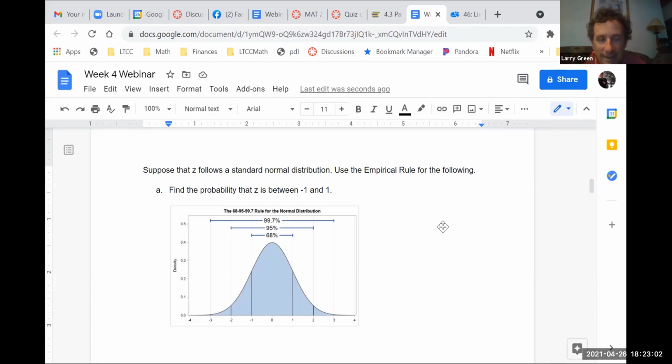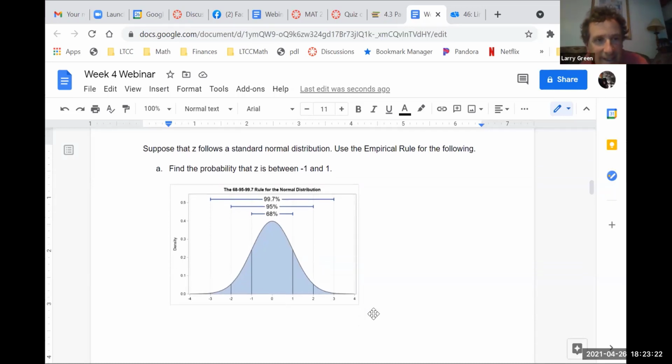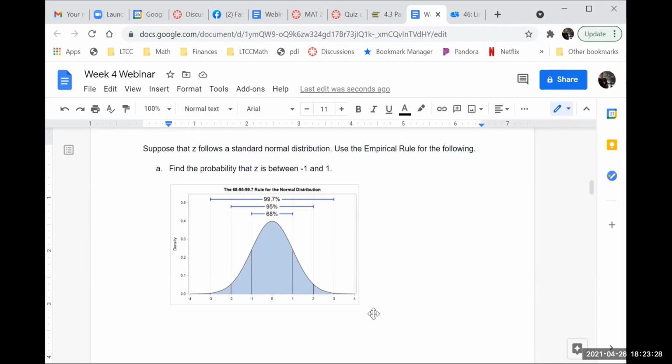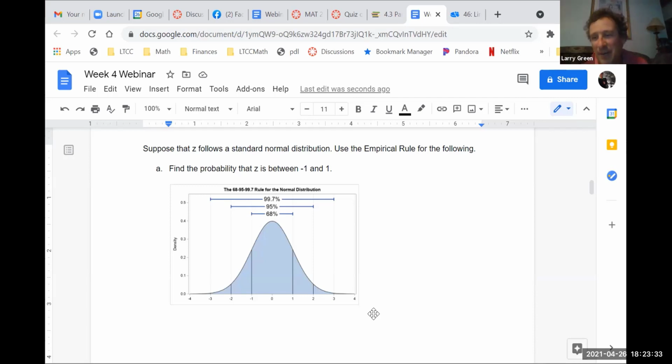Put it in the chat box. So what's the probability that Z is between -1 and 1? And the idea is it's just staring you in the face. Yeah, 68%. It's better, right? Good. I like what Chan Mary said. It's 0.68, which is a better way of writing a probability.